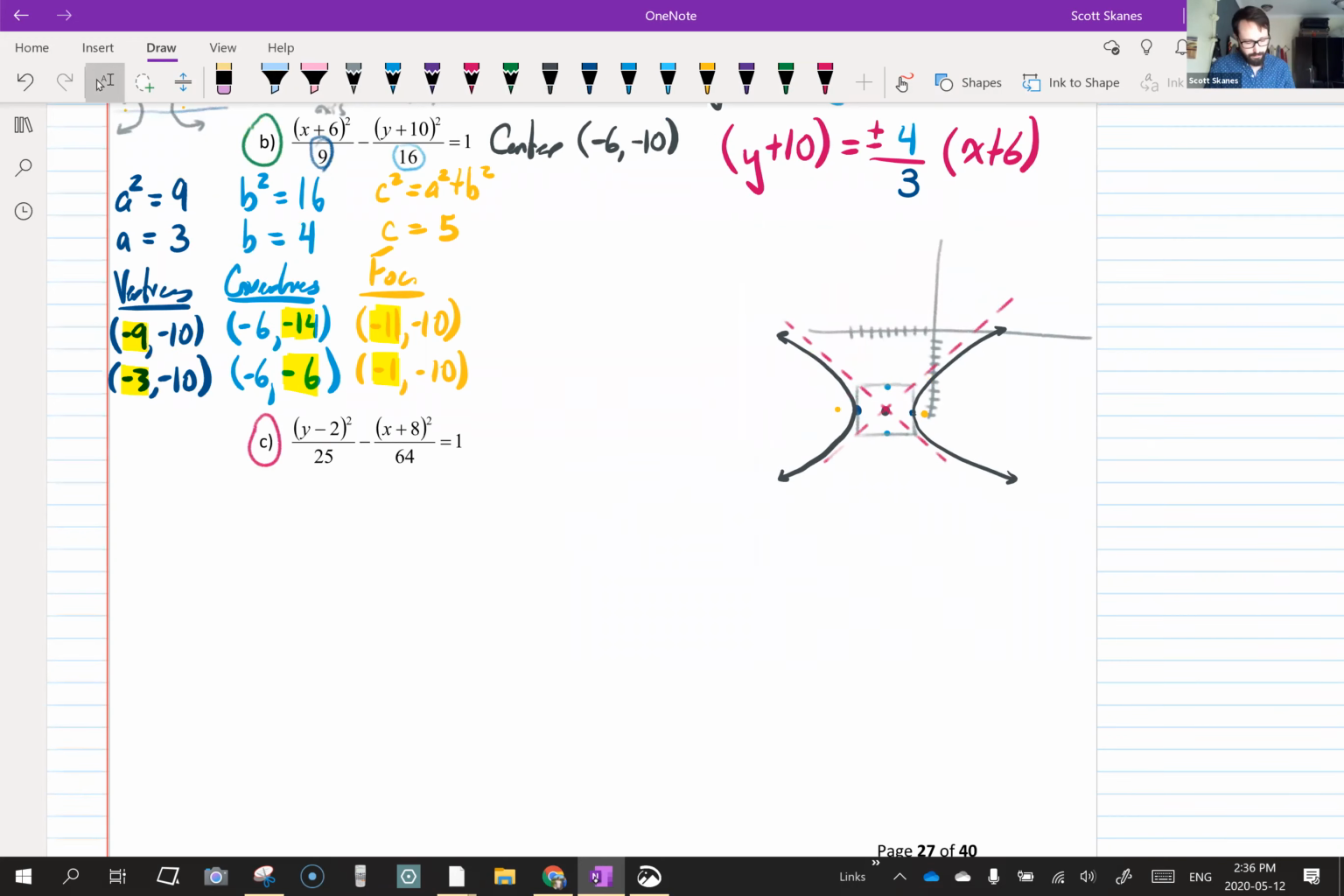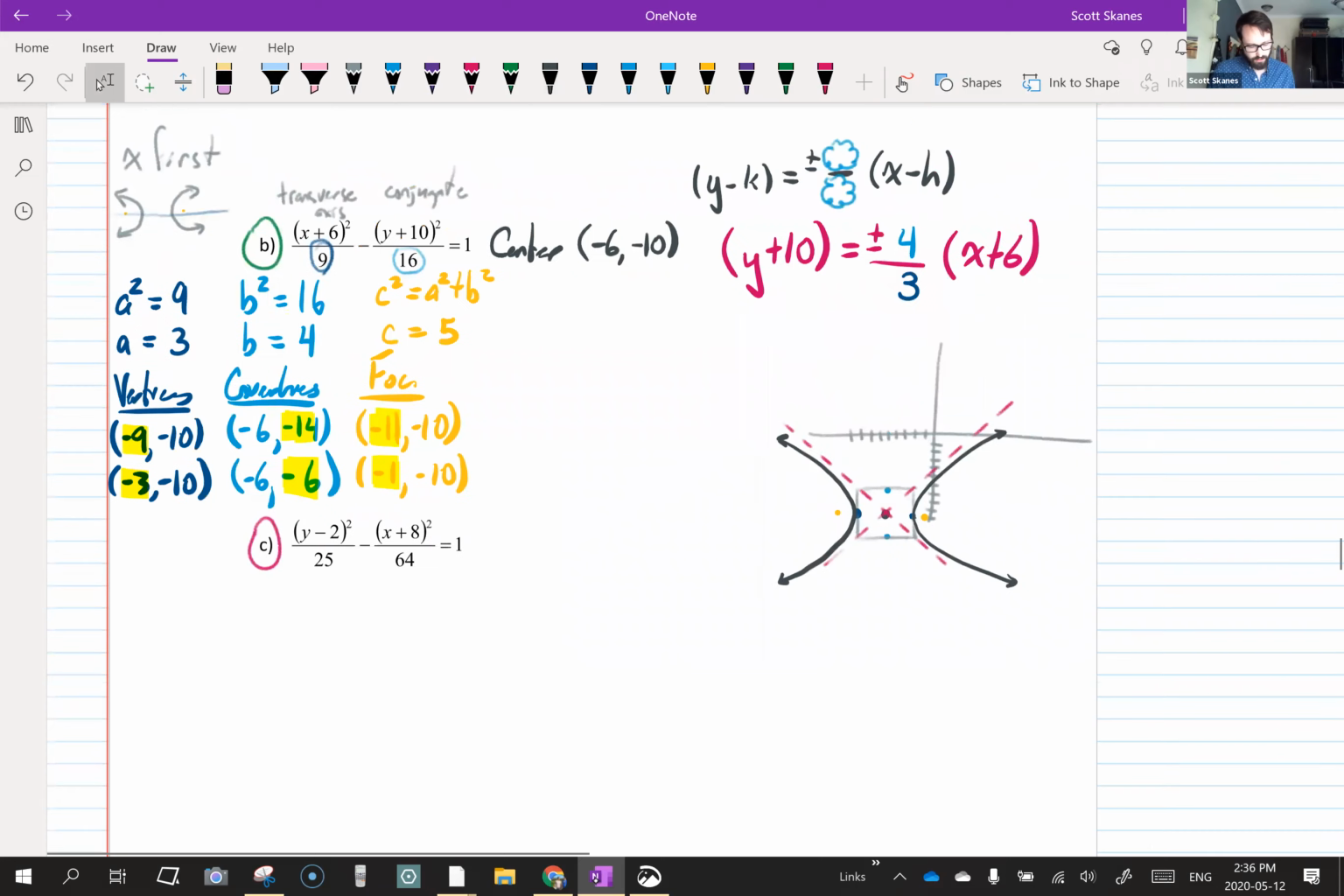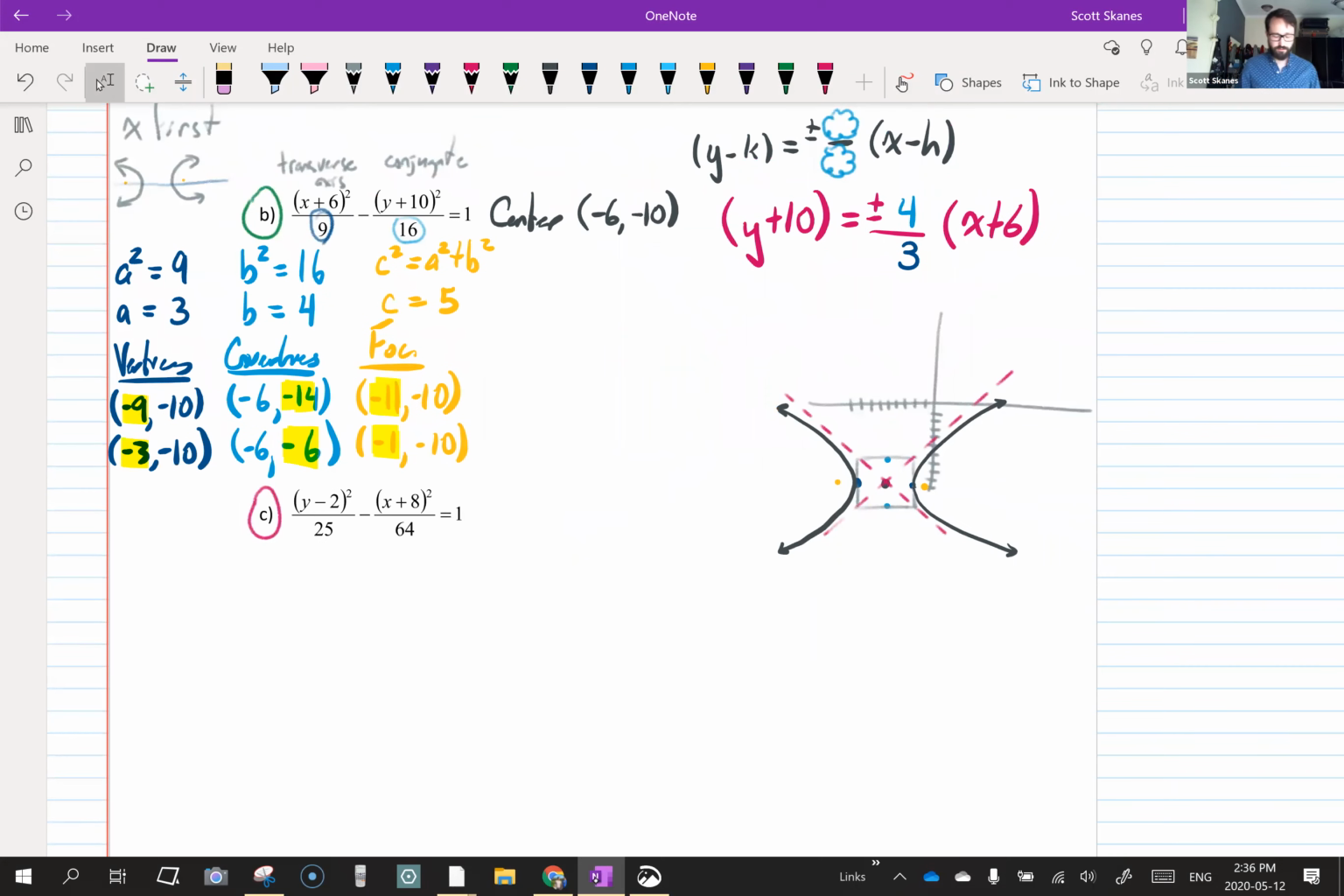I'll put this on Desmos after so we can see that we are getting exactly what I'm saying we're getting. Have I gotten everything? Actually, yes. I have my vertices, my co-vertices, my foci. I have my equation of the asymptote. It's up there. So I'm finished.